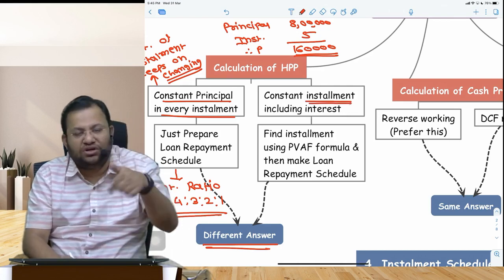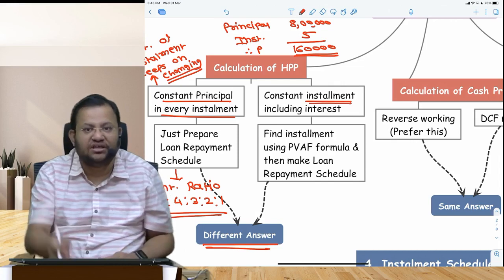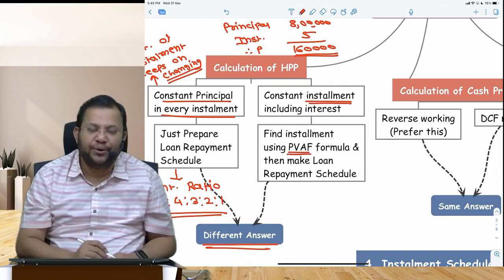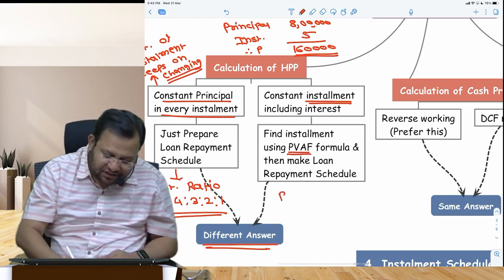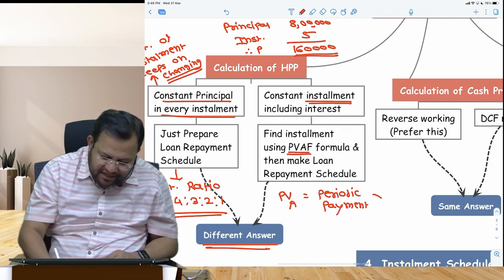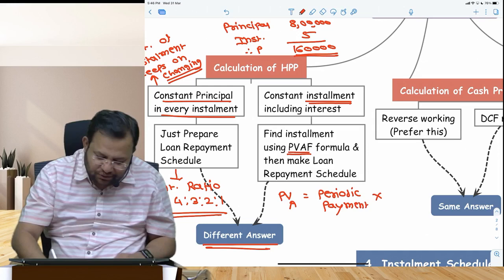So if the amount of installment is going to remain constant, you have to first find the amount of installment by using the present value annuity formula, because it becomes an annuity. So what is the present value annuity formula? Present value of annuity is equal to periodic payment, that is the installment amount, into present value annuity factor.